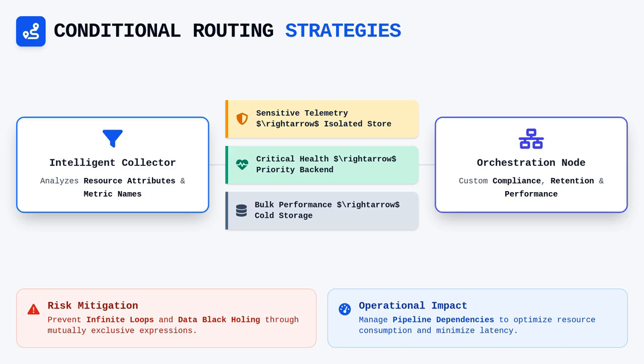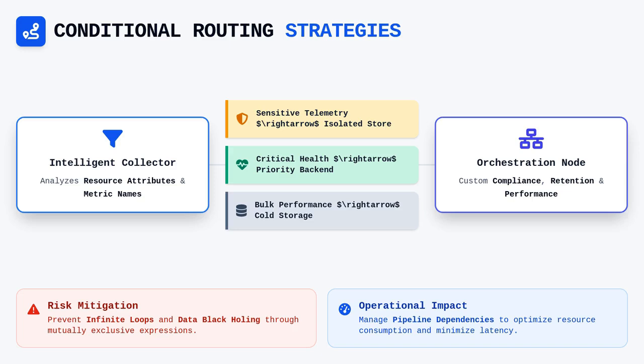Conditional routing strategies represent the most advanced edge processing workflow, allowing us to direct specific types of metrics to distinct backend infrastructure or storage endpoints. By leveraging specialized internal metrics routing matrices, we can isolate sensitive telemetry or prioritize critical health signals while diverting bulk performance data elsewhere. This is achieved through well-defined pipeline configurations, where we can specify conditions based on resource attributes or metric names that determine the ultimate destination of the data.